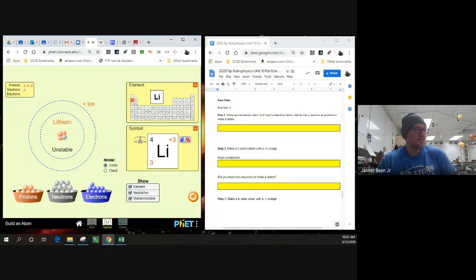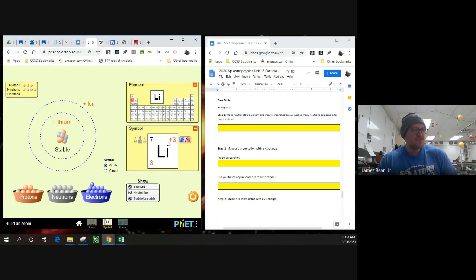So, unstable. Add another neutron. Unstable. Add another neutron. Stable. Let's try one more neutron. It's still stable. Another neutron. Now it's unstable, so we'll go ahead and take one back. All right, so it's now stable with the maximum amount of neutrons added.